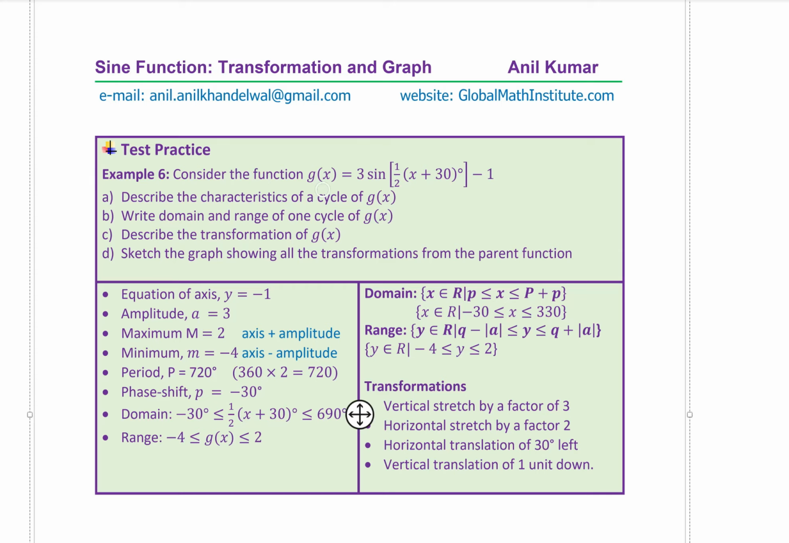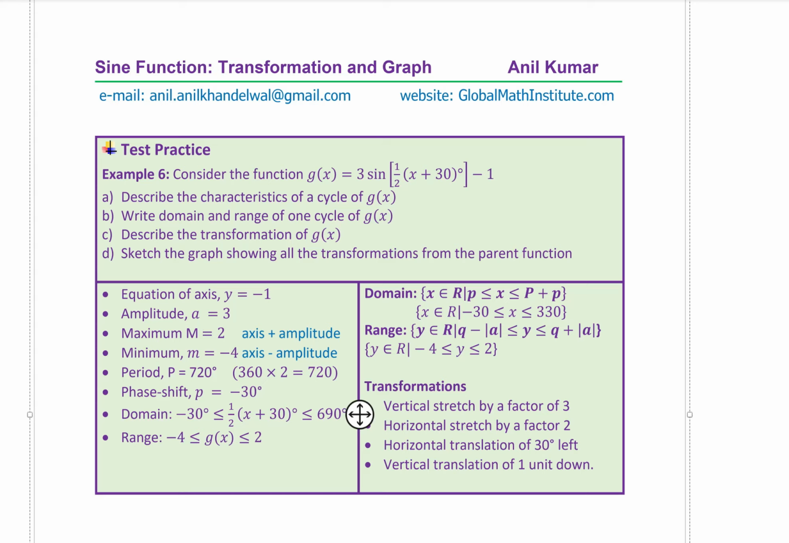Here's another very important question. Consider the function g of x equals 3 sine of (half x plus 30 degrees) minus 1. Describe the characteristics of a cycle of g of x. Write the domain and range of one cycle of g of x. Describe the transformations of the function g of x. Sketch the graph showing all the transformations from the parent function, right? You can actually pause the video. You know all the concepts by now. So surely write down, begin with the transformations and then end with the graphs.